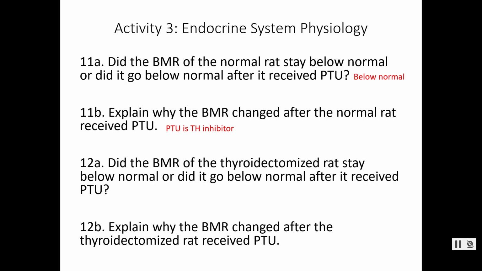Okay, 12. Did the BMR of the thyroidectomized rat stay below normal, or did it go below normal after it received PTU? It still stayed below normal. Why? We still have no thyroid to inhibit in the first place. So we really didn't see any change there.